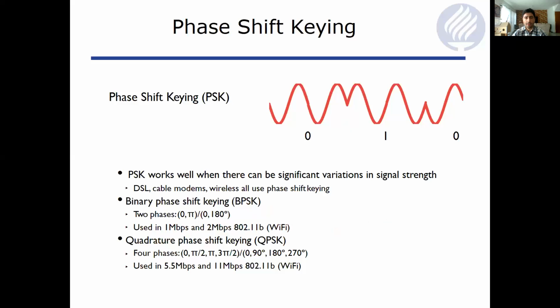Then there's also quadrature phase shifting, where we are using 4 different phases. For example, 0, pi over 2, pi, and 3 pi over 2, representing 0, 90, 180, and 270. So here we have 4 phases, and here we are using just 2 phases. It turns out that this QPSK modulation is also used in the 802.11b Wi-Fi standard, but at the higher speeds of 5.5 megabits and 11 megabits per second.